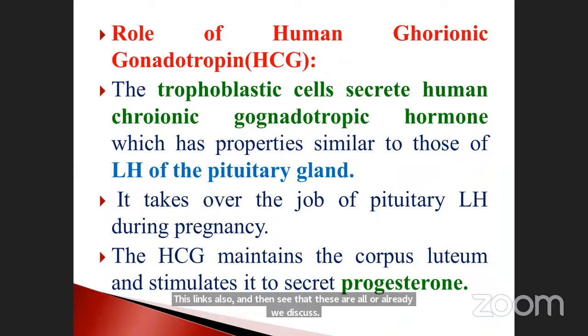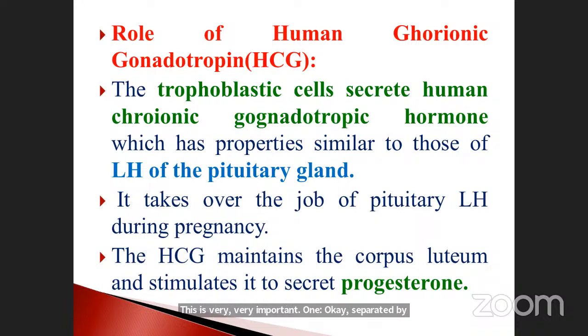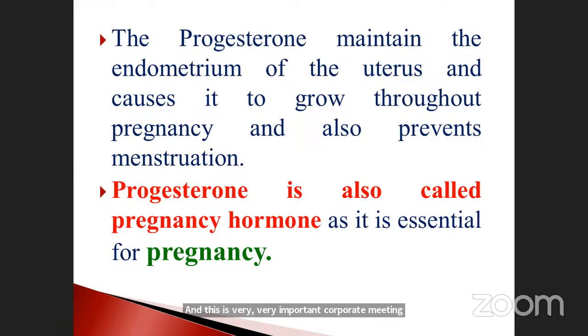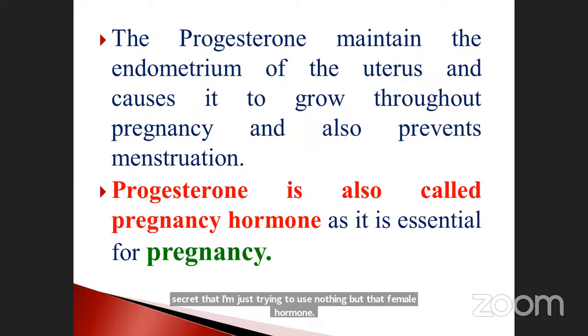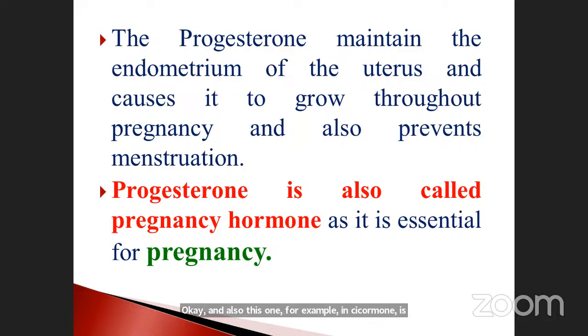A very important hormone: what is the role of human chorionic gonadotropin hormone? This is very, very important. It acts like luteinizing hormone secreted by the pituitary gland. So during pregnancy, what happens? It maintains the corpus luteum and stimulates progesterone. Note it down. The corpus luteum secretes progesterone, which is the female hormone, and progesterone prevents menstruation. These are all very important; this question must come, in 2023 and 24. Note it down.